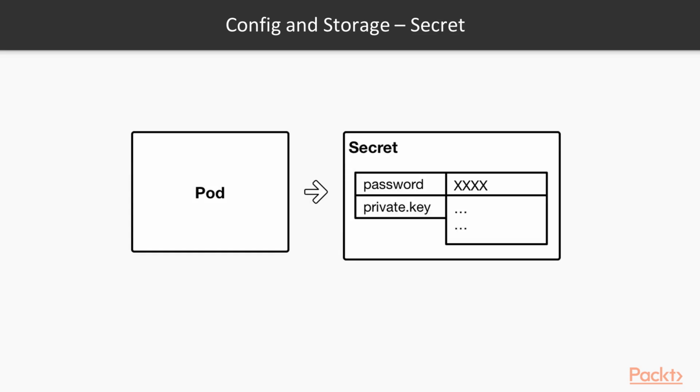And then we have a secret. Like a config map, a secret can have files within it, as in this example, a private key. It's really just key value pairs, so it could also have a password. The difference between a config map and a secret: a config map is mounted into the file system in a pod. A secret can be mounted into the file system on a pod, but equally, the key value pairs can be mounted in as environment variables into the pod. So your password could be mounted in as an environment variable and consumed by your application.